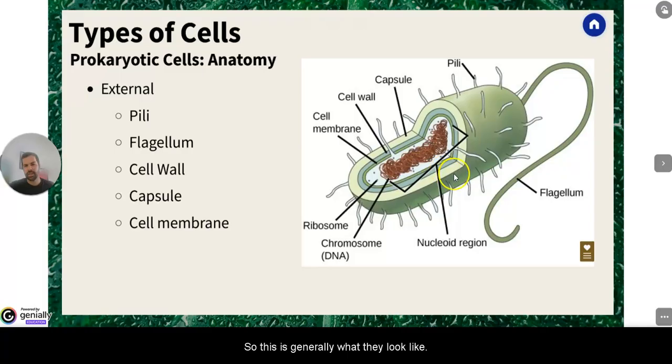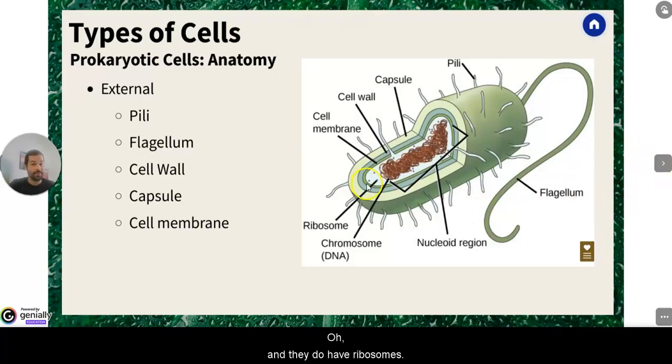So this is generally what they look like. They are our generalized picture of a prokaryotic cell. Remembering that all of these sorts of illustrations are general examples. Not every prokaryotic cell has this kind of shape or even has all of these structures, but we want to show them all in one little cartoon.